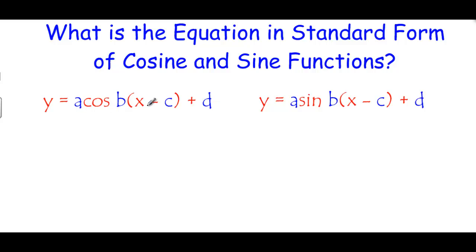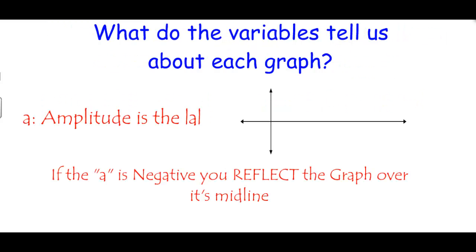We have an A, a B, a C, and a D, and they're going to do a lot of similar things, especially our C and D, that we're used to, for example, when we moved our absolute value graphs or our quadratic functions. And I'm going to go through now and tell you what each of those letters do to our graph. So the A helps us find what we call the amplitude, and it's always the absolute value of A.